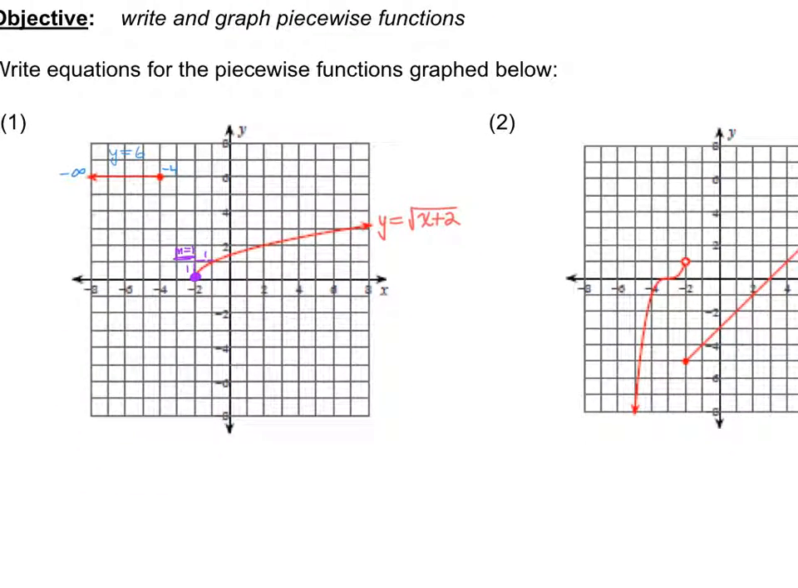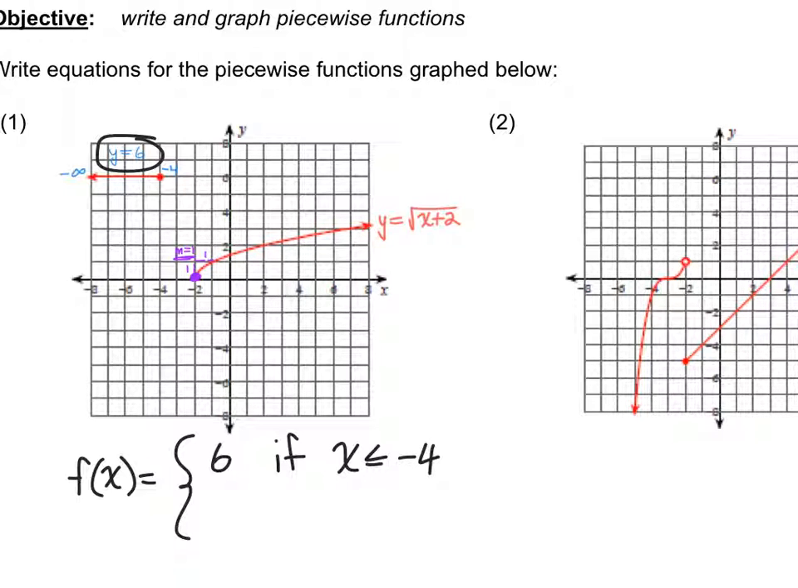So when I'm defining my piecewise, I would say f of x, I tend to overuse that f of x. The first piece is the linear function 6. We just say the 6, not y equals, if x is less than or equal to negative 4, perfecto. And then the second piece, we have a function, the square root of x plus 2, if x is greater than or equal to negative 2. All right?